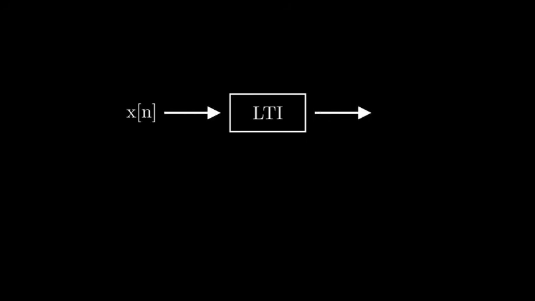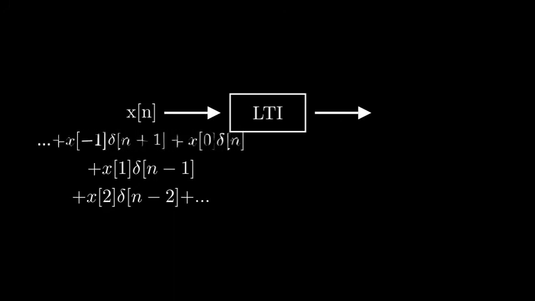So let's say we have an LTI system. Here we are coming to the crux of the idea of convolution. This x of n can be represented with constant scaling and time shifting. So x of 0 times del of n, x of 1 del of n minus 1, x of 2 del of n minus 2. Of course we have the negative indices also, x of minus 1 del of n plus 1. So let's say we have this.